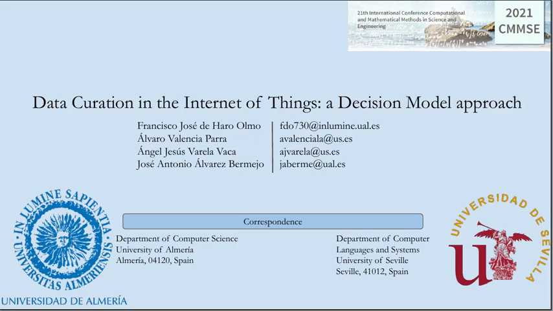Hello, I am here to talk about our work, Data Curation in the Internet of Things: a Decision Model Approach. The work has been developed by the following authors: Francisco José de Haro-Olmo, Álvaro Valencia Parra, Ángel Jesús Varela Vaca, and José Antonio Álvarez Bermejo, from the University of Almería and Sevilla.